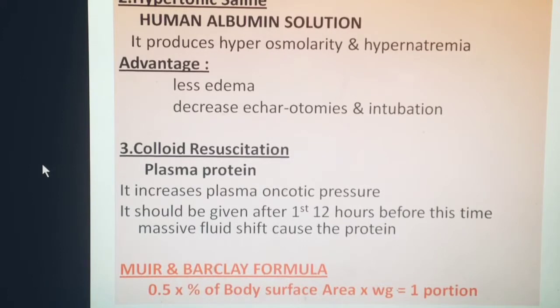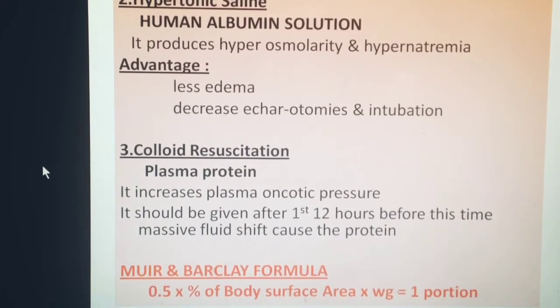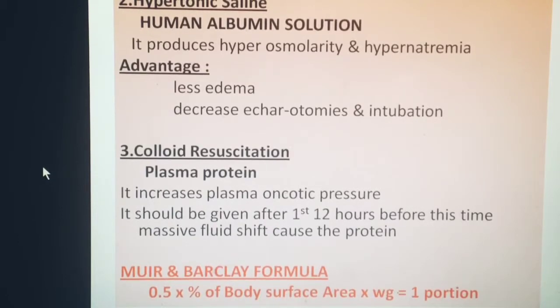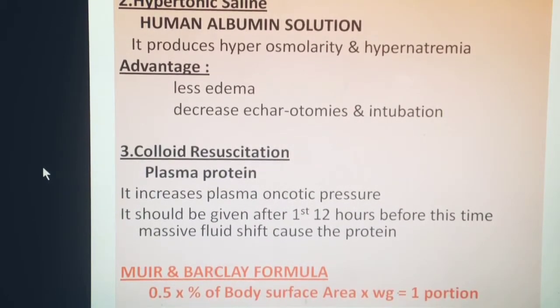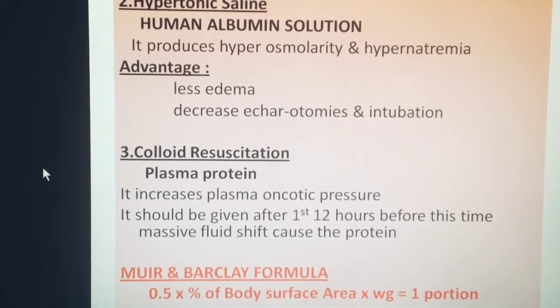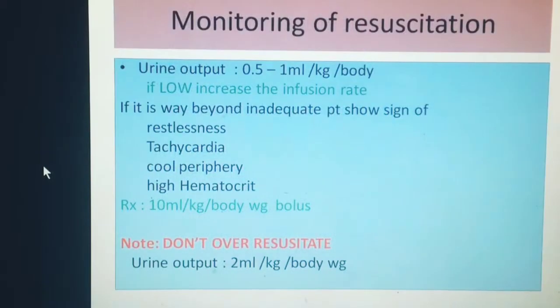Now, the formula by which this is administered to the patient is described by Muir and Barclay, which states approximately 0.5 ml multiplied by percentage of body surface area involved times the weight is equal to one portion of the fluid that is to be administered.